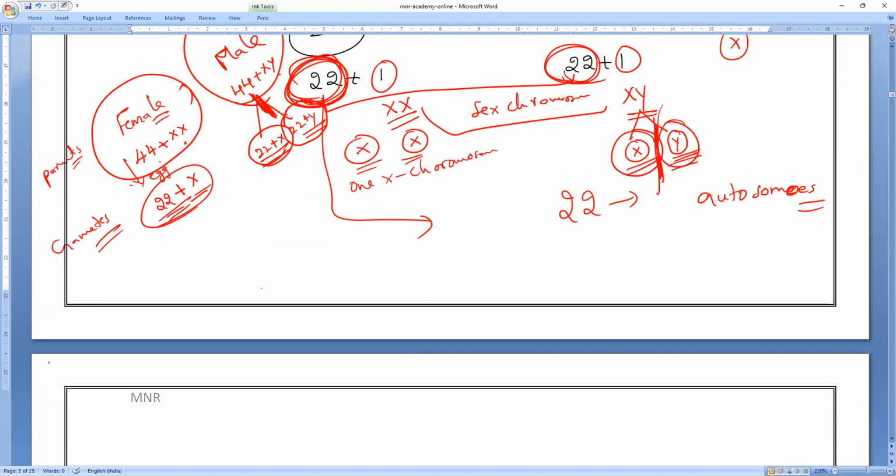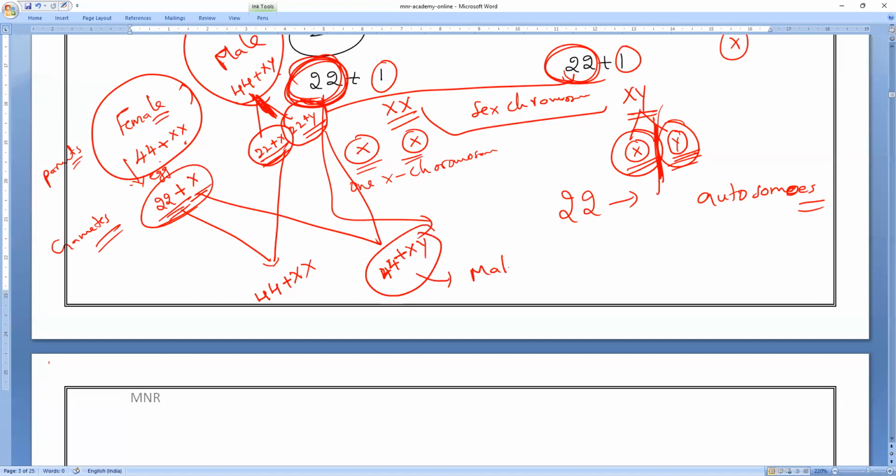Now after fertilization, for example, this X will combine with this. So what will happen? 22 plus 22, 44 plus X and X. For example, if this Y fertilizes with this X, then what will happen? 22 plus X, 22 plus 22, 44 XY. See, 44 XY is called a male, a boy. That is what boy will be born. If 44 plus XX, a girl will be born.